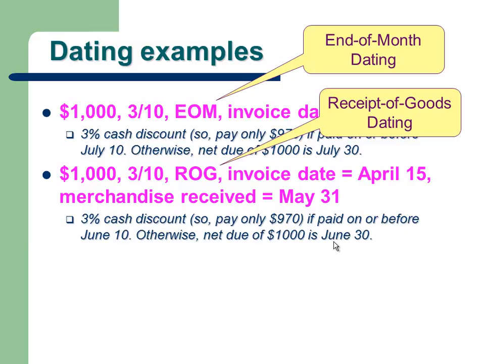Otherwise, the net amount of $1,000 will be due on June 30th, which is 30 days from the ROG, May 31st. Again, in this case, nothing was said in the term. There's nothing like n/30. However, when nothing is mentioned about the net due specifically, then we assume it is n/30. So that means 30 days from ROG in this case.